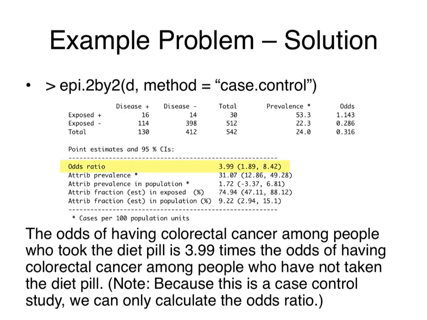Looking at the output, we see that the odds ratio is 3.99. This means that the odds of having colorectal cancer among people who took the diet pill is 3.99 times the odds of having colorectal cancer among people who have not taken the diet pill. Note that you could also calculate this odds ratio by hand based on the data in the 2x2 table.